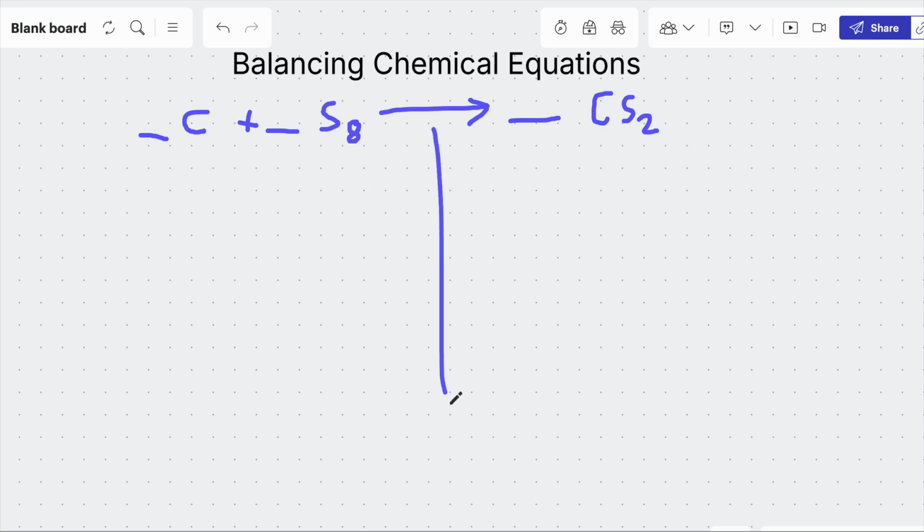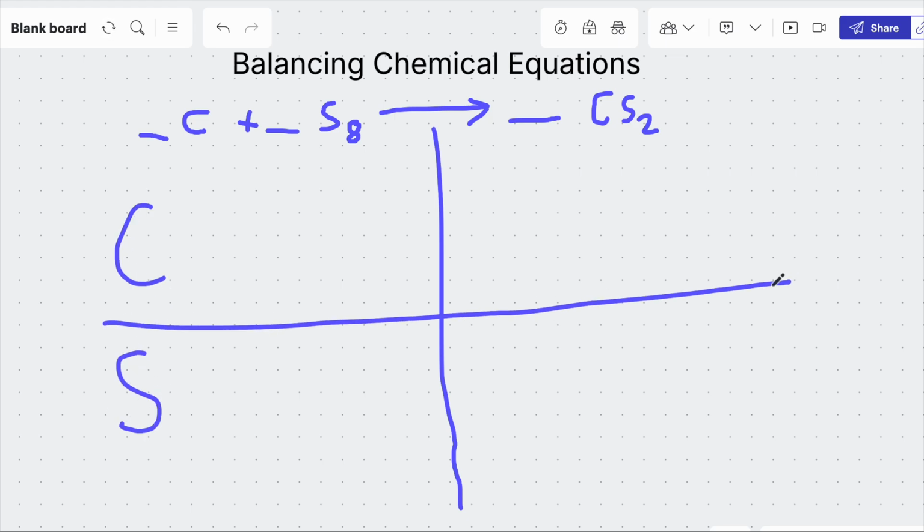Okay, so we'll get our chart set up. This one's pretty straightforward. We only got C's. Oh, that's a big C, and S's. Okay, so on this side, it's got 1 C, and we have an S8, so that's 8 S's. On this side, we pretty much have C1, S2, so 1 C and 2 S's.